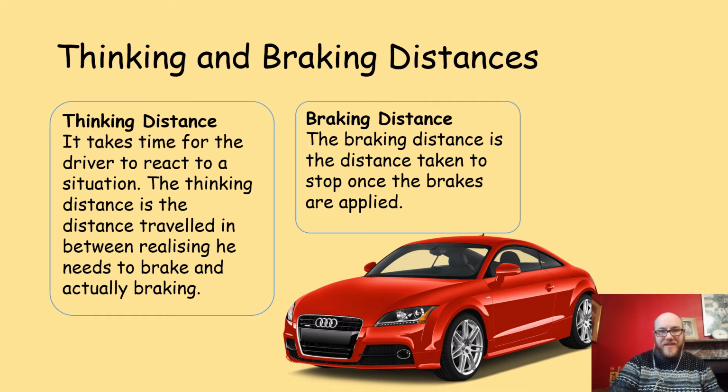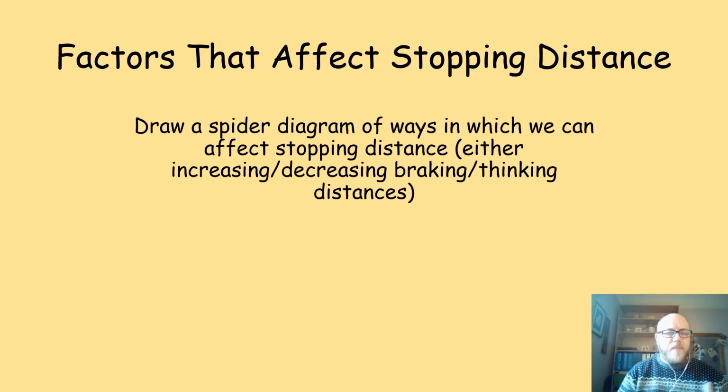So until I put my foot on the brake, I'm still going. So the thinking distance is the distance my car is going while I'm thinking. So the time it takes for me to react is going to be affecting the distance that I travel before I hit the brake. Okay, so I've mentioned some of these factors already, but what would be good if you could draw a spider diagram or a mind map of the different ways which we can affect stopping distance, either by increasing or decreasing braking distance or thinking distance, or even both.